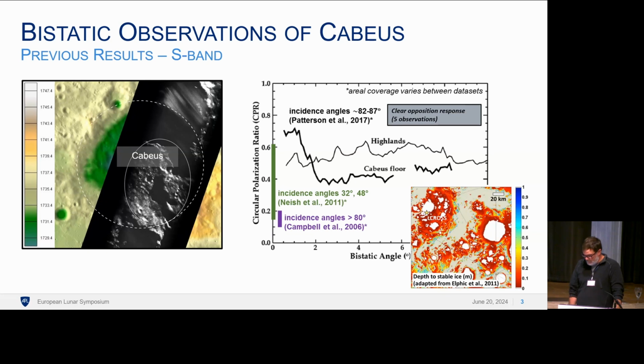I'm showing one of the bistatic images where these data were acquired, and the illuminated portions by, in this case, the Arecibo Observatory. And it was the illuminated floor of Cabeus. We didn't really get into the PSR of Cabeus with these data, but this is in a region where water ice could be stable in the subsurface, and our penetration depth is up to 1 meter or more, so we could observe it.